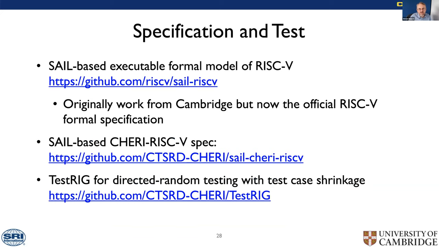We've also been doing a lot of work on specification and test. I mentioned that we've got a formal methods angle to this. I've been working with my colleague Peter Sewell and others in his group on a language called Sail, which can be used to describe formal models of instruction sets. And in fact, the Sail RISC-V model has now been ratified by RISC-V and is now the official formal specification. There's also a CHERI version that we've made publicly available, should you want to look at that. And as hardware engineers, we've also got a system test rig where we can run testing against this executable model and our implementations, which has proven to be quite useful. And that's also open source.